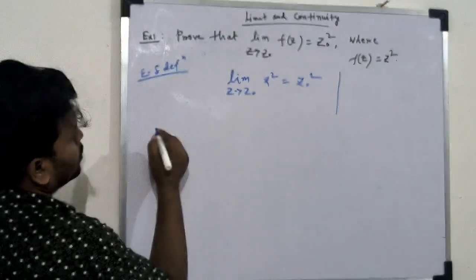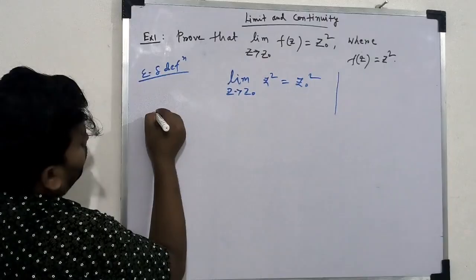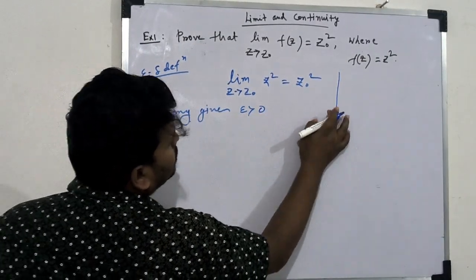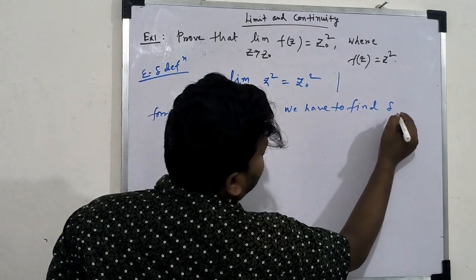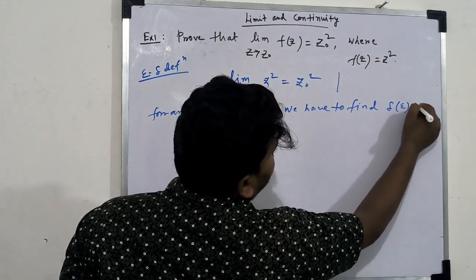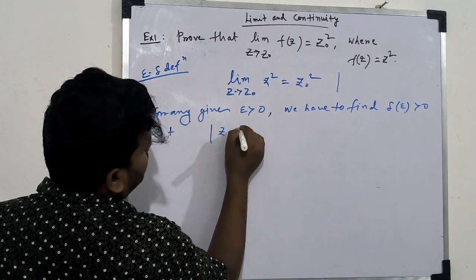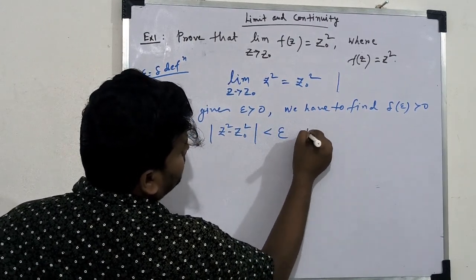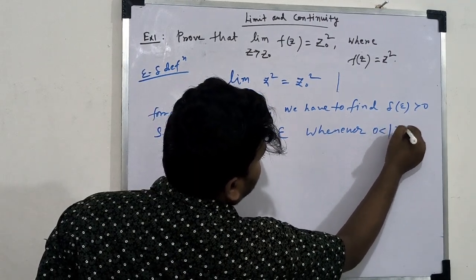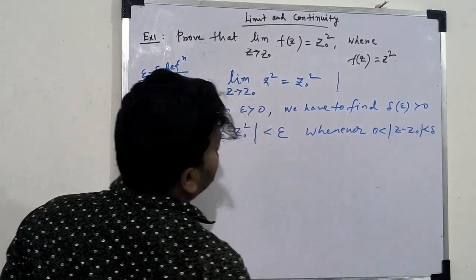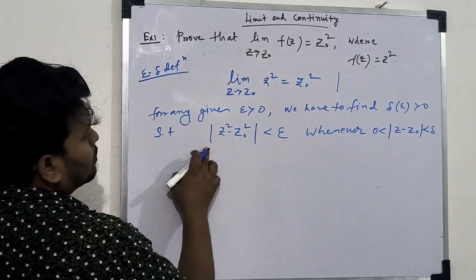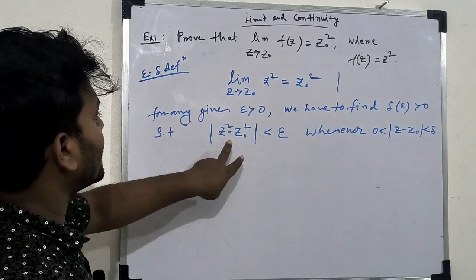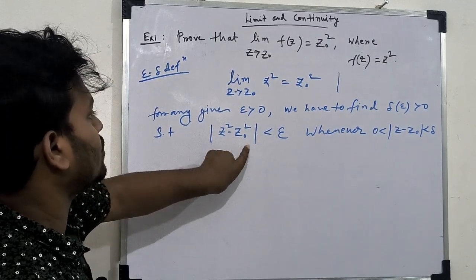So what is that? To prove this we have to find, for any given epsilon greater than 0, a delta dependent on epsilon greater than 0, such that the modulus of z squared minus z0 squared is less than epsilon whenever 0 is less than the modulus of z minus z0 less than delta. We have to show this happens for given epsilon greater than 0. So we have to find delta. Then we can say the limit as z tends to z0 of z squared equals z0 squared.